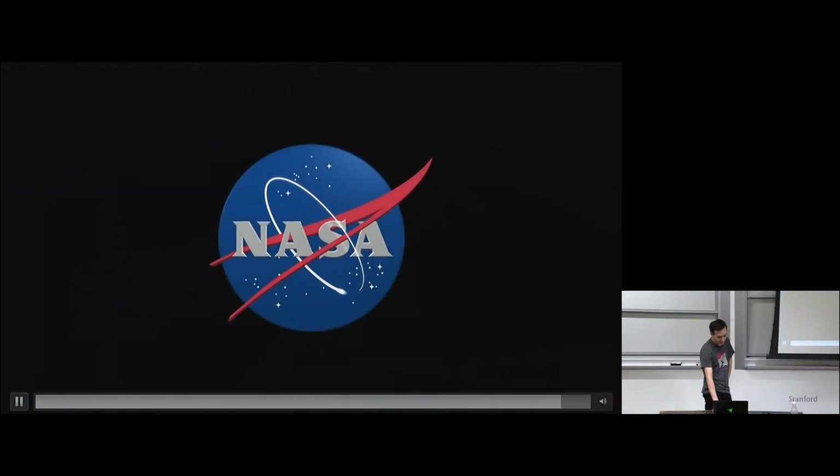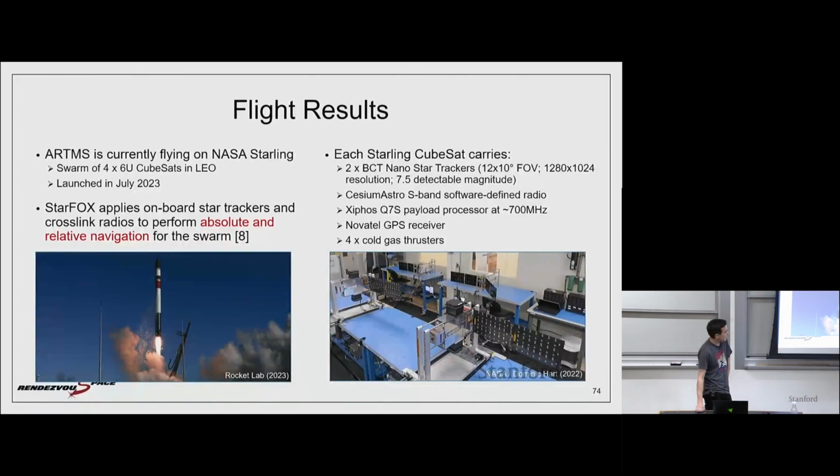Okay, so this is the primary motivation behind a lot of the development of this angles-only navigation work: this mission called Starling, which was developed by NASA Ames and consists of a swarm of 4 6U CubeSats in low Earth orbit, launched in July 2023. And for StarFox, we use the onboard star trackers and crosslink radios to do absolute and relative navigation.